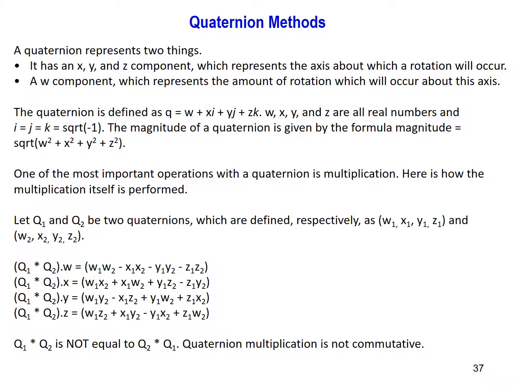One of the most important operations with a quaternion is multiplication. Let us assume Q1 and Q2 are two quaternions which are defined as W1, X1, Y1, Z1 and W2, X2, Y2 and Z2. And the multiplication is done with respect to the components X, Y, Z and W. Quaternion multiplication is not commutative. Q1 into Q2 is not equal to Q2 into Q1.